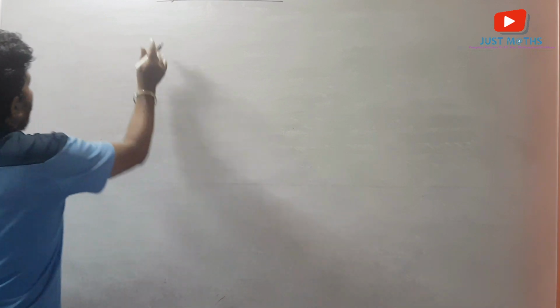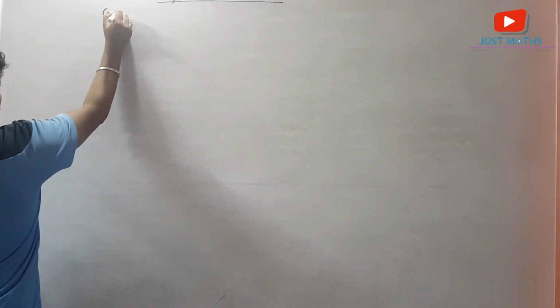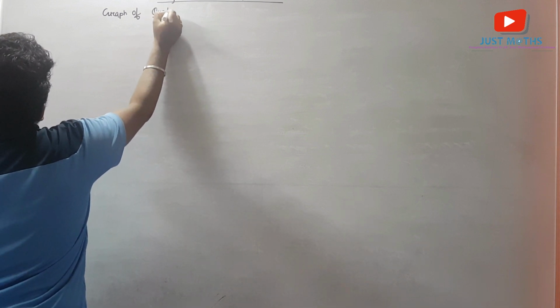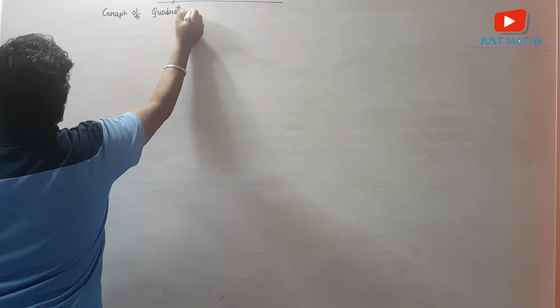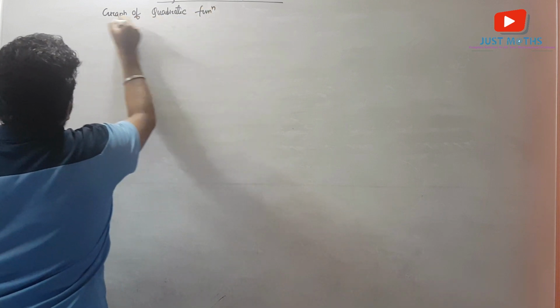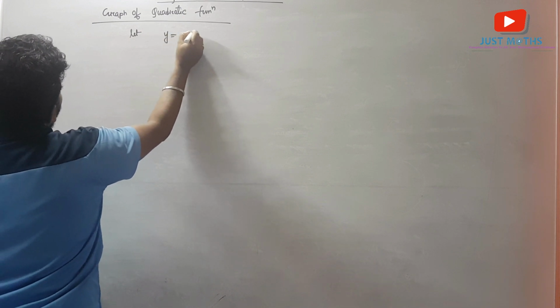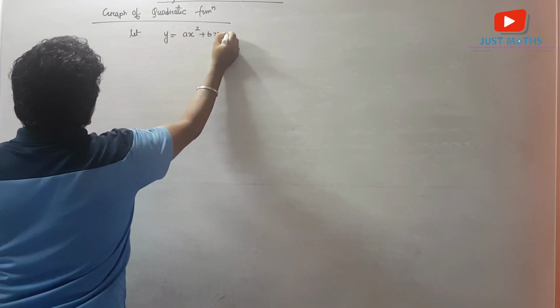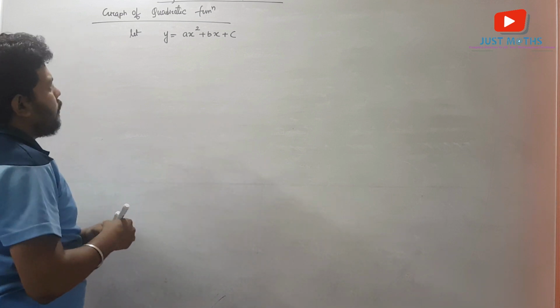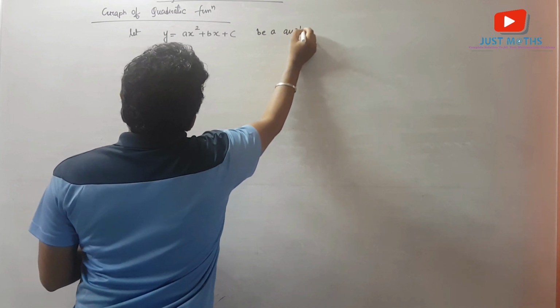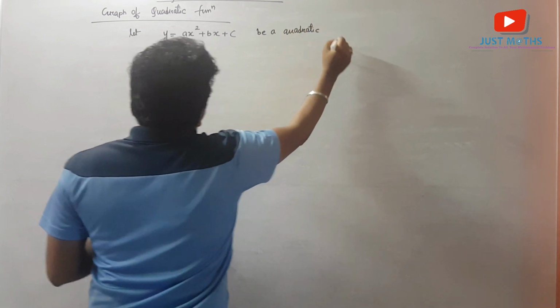Now, we will see the graph of a quadratic equation or expression. Graph of quadratic function. Let y is equal to ax square plus bx plus c be a quadratic function.